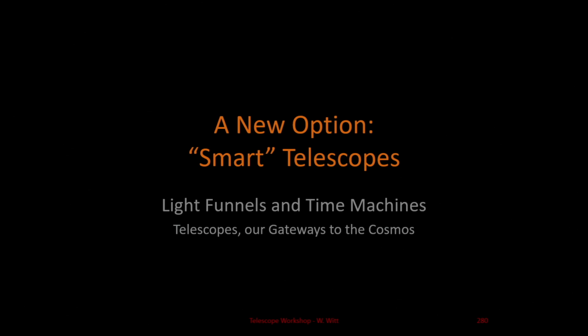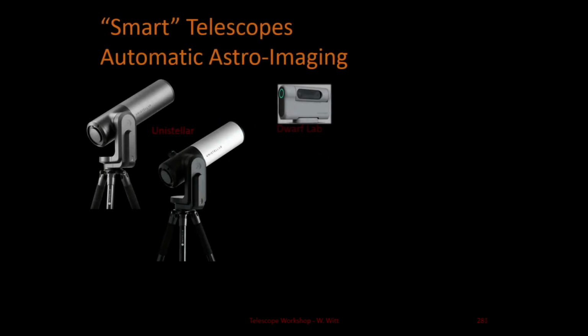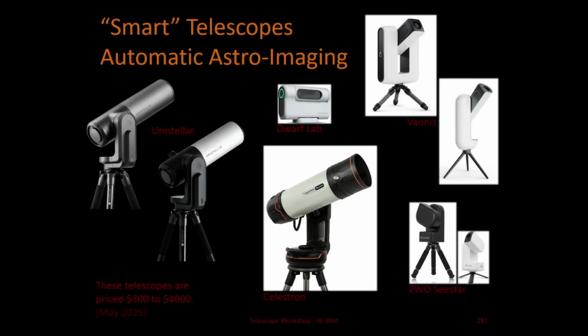Okay. So let's talk about some things that are alternatives or complementary to telescopes. We'll start with smart telescopes. And what is a smart telescope? These are all examples of smart telescopes. You can see their prices range from $300 to $4,000. So again, a wide price range, even in this category.